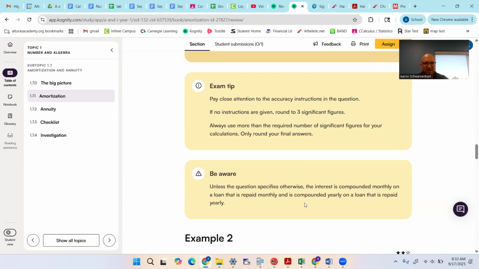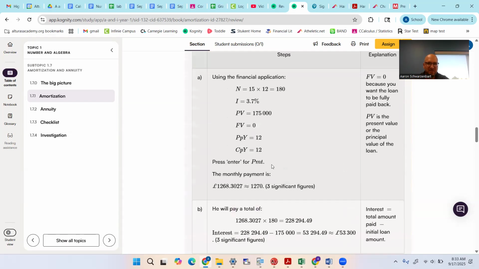Unless the question specifies otherwise, the interest is compounded monthly on a loan. So unless it's specified otherwise, that last thing, CPY, that's compound periods per year, is 12.